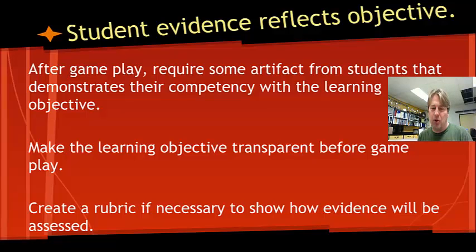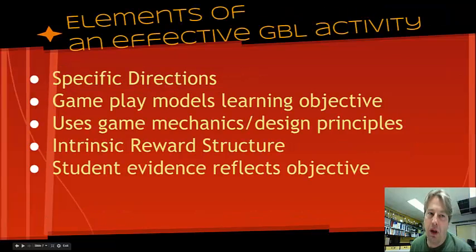And like I said before, make that learning objective transparent before gameplay. They're not just playing the game to play the game, they're playing the game to be able to do something. There's a skill that they're trying to master, and you're putting that skill right up front. And if necessary, create some kind of rubric to show how evidence will be assessed. So to review, our elements of an effective game-based learning activity are specific directions, gameplay that models the learning objective, an activity that uses game mechanics or game design principles, some sort of intrinsic reward structure, and student evidence that reflects the learning objective.